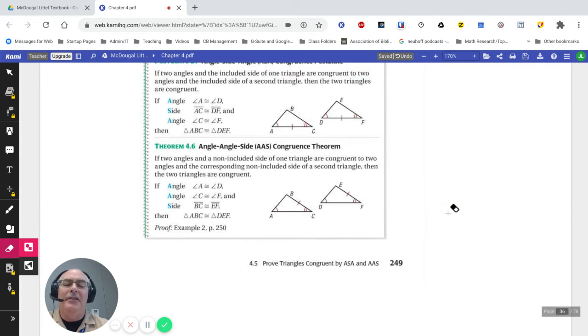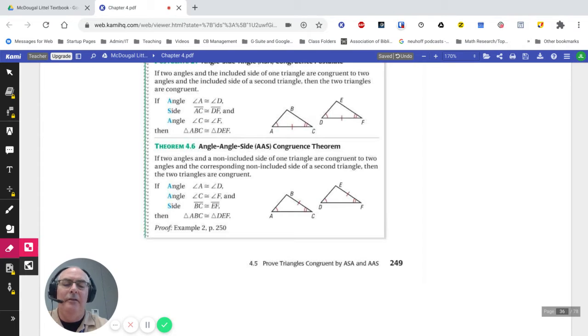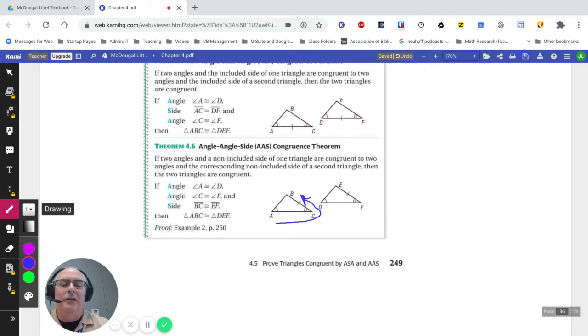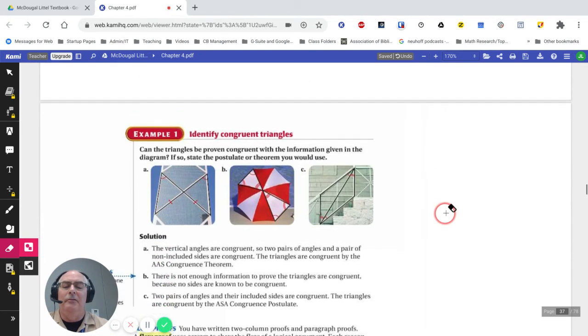The angle angle side theorem says I've got an angle going to an angle going to then a side. Angle, angle, side. The side is not included. It's not between the two angles, but it literally is: I have an angle, then another angle, and then I continue on around and have a side. It's like I'm going in this direction. Same thing here, angle, angle, side. And when all of that matches up, just like I was looking at before, I know that my triangles are going to be congruent.